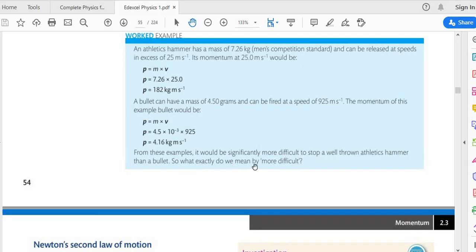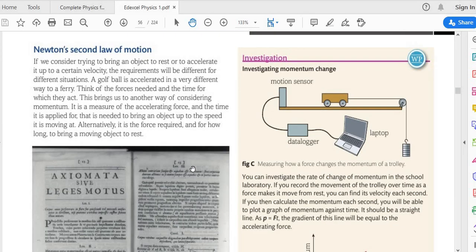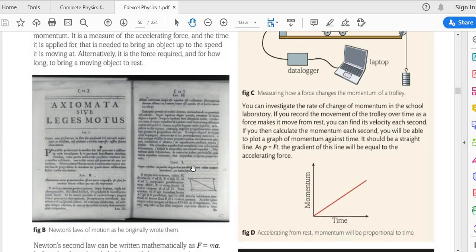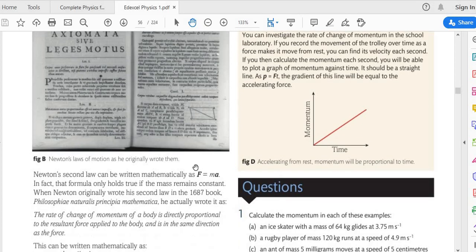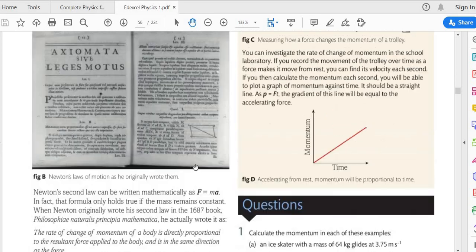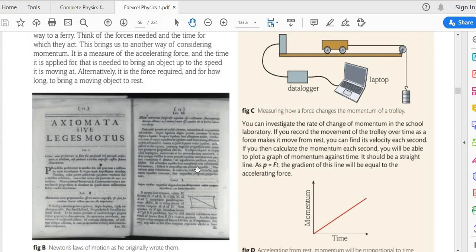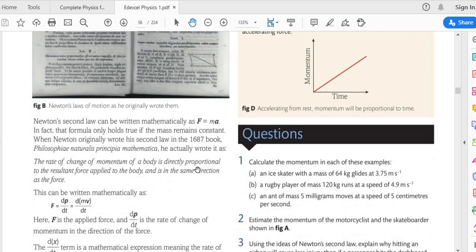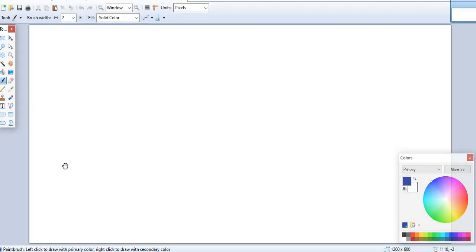So what exactly do we mean by more difficult? Then these are Newton's second law. I have created a video explaining Newton's laws in detail. It's in a separate video. Anyway, Newton's second law and the momentum equation are very important. I have already shown this previously also. I can show it again very quickly because it's very important.